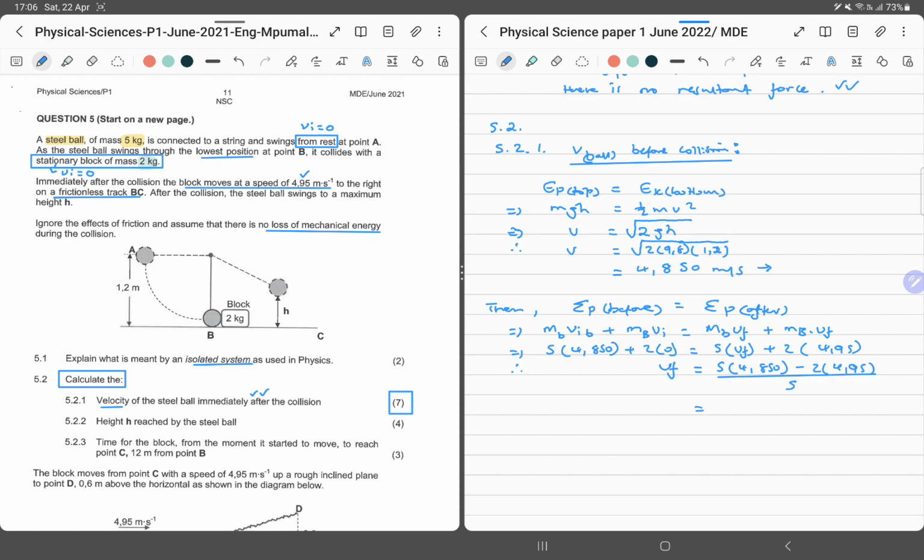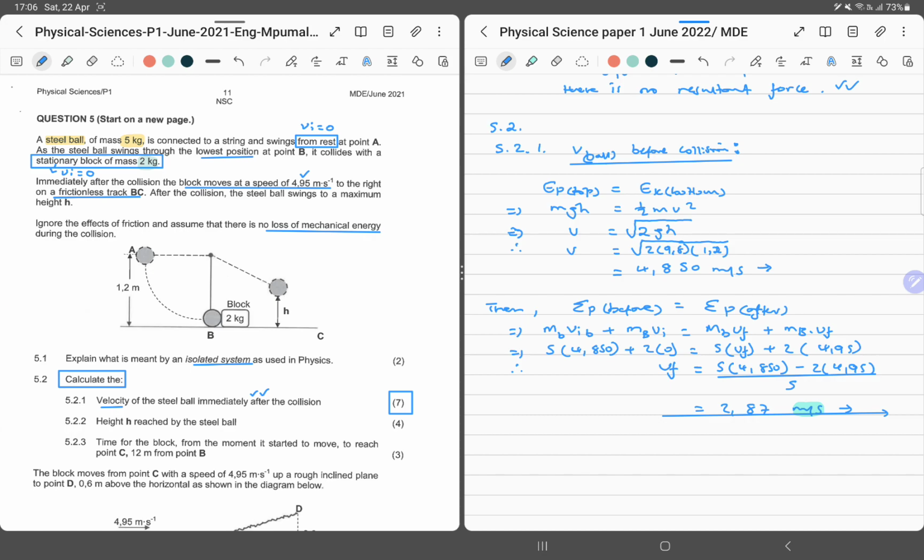850 minus 2 into 4.95. But some calculations cause you a bit of pain and your concentration can lapse and you may run into problems. So I'm getting 2.87 meters per second. And then this is going to be to the right, isn't it? Because here they just said velocity, so meaning we need to also consider direction. And don't forget, every time you do a calculation, the units have to come out.